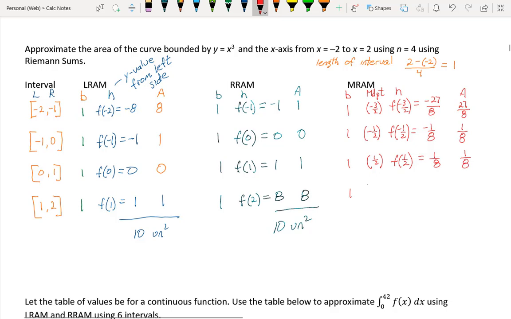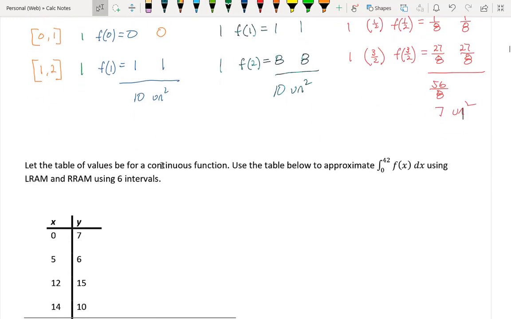And for the last one, we're going to do +3/2 for the midpoint. So f of +3/2, we've essentially already done that. The very first one, this is +27/8. All right, and then we just add all these guys together, and we get a total here of 56/8. And you could simplify that. Oh, that one simplifies out very nicely, doesn't it? 7 units squared. All right. Okay. So I would turn off the video and maybe try the next one on your own.